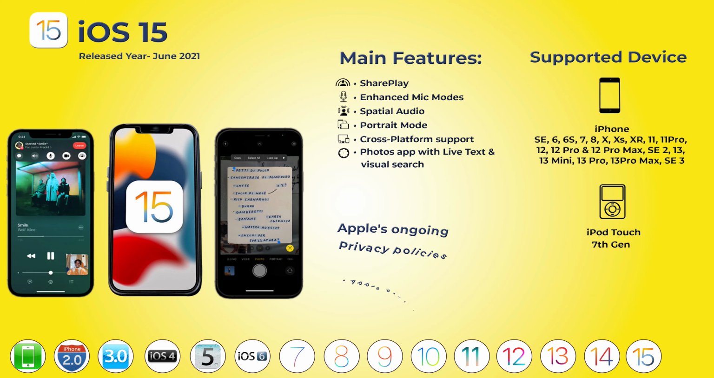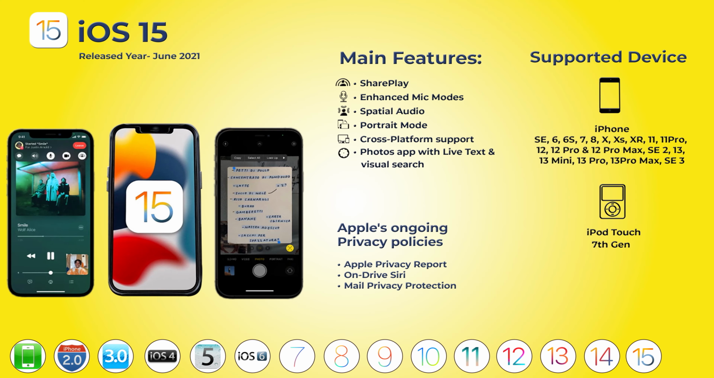iOS adds Apple's ongoing privacy policies, such as Apple Privacy Report to know your app's permissions, on-device Siri, which fully works on iPhone, and Mail Privacy Protection to block tracking pixels. All iPhone models from the 6S series and the 7th generation iPod Touch are compatible with iOS 15.